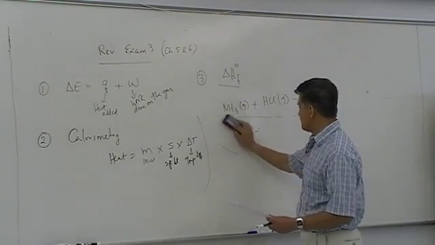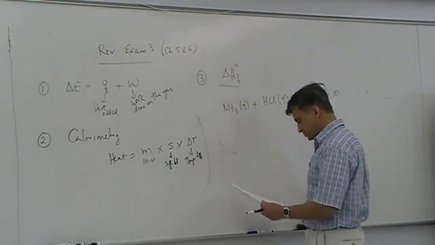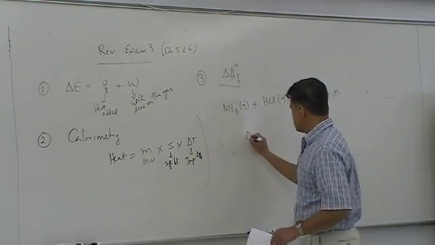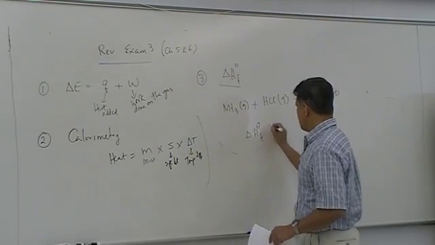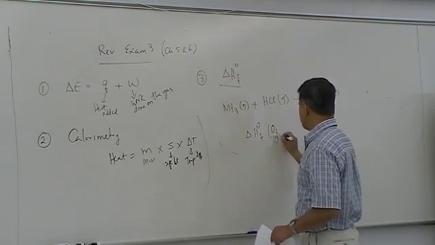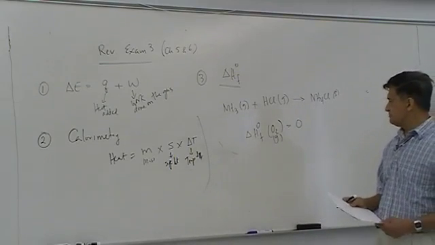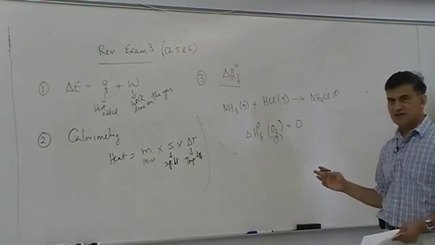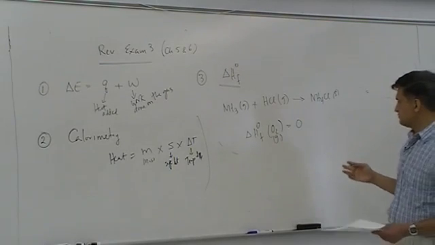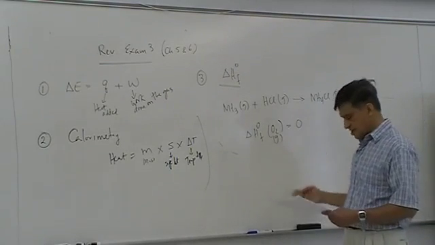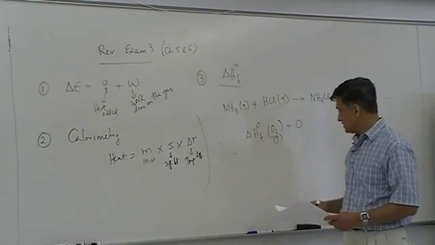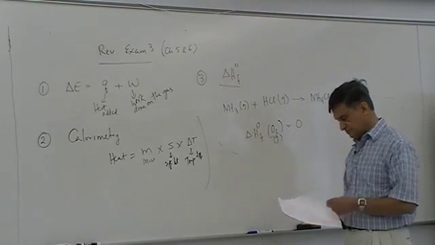Now keep something in mind: for pure elements, the heat of formation is 0. Let me just show you some of these values. For O2 gas, a pure form of an element, it is 0. So in the exam, it would save you time if you know that for pure elements, heat of formation is 0. Hydrogen, nitrogen, oxygen, they all have a heat of formation value of 0.